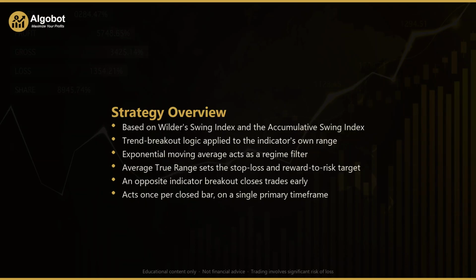The strategy also layers in an exponential moving average of the Accumulative Swing Index as a regime filter, so it only participates when the broader direction agrees. Risk is handled with the average true range, a common volatility measure, which sets both the protective stop and the profit target. This type of approach may appeal to traders who are curious about indicator-based, rules-driven systems, and who prefer a structured, mechanical framework over discretionary decisions. As always, this is educational information, not a recommendation, and trading involves a real risk of loss.